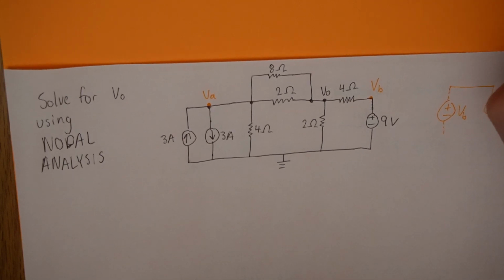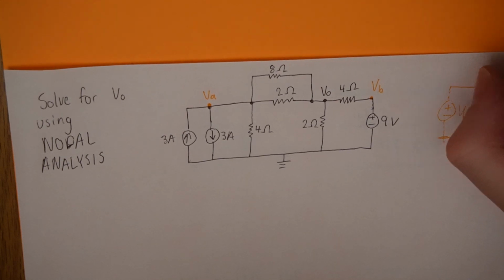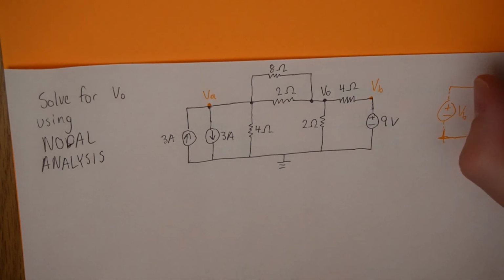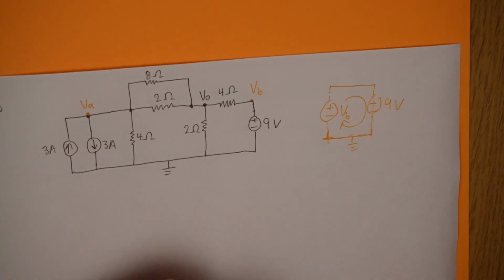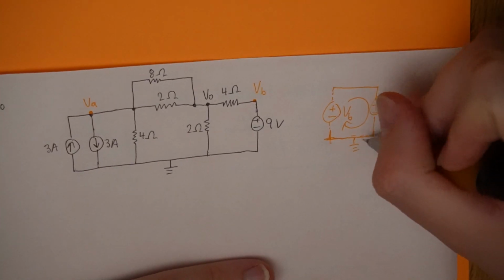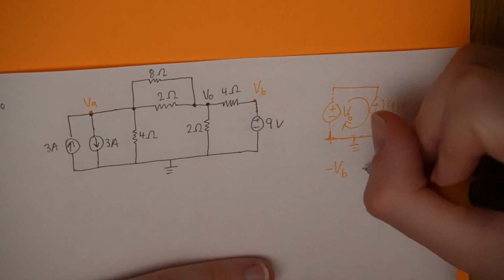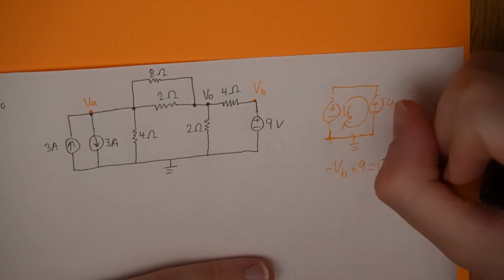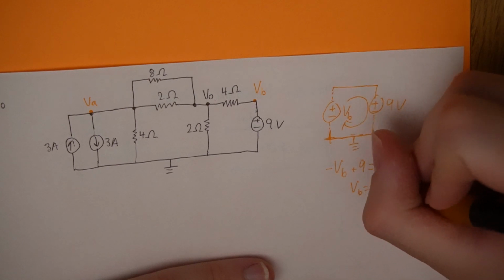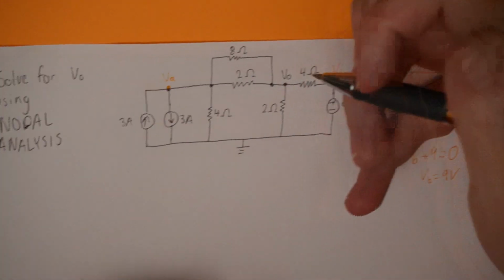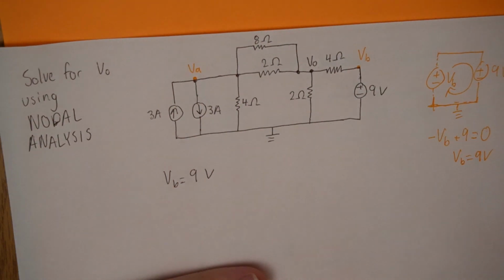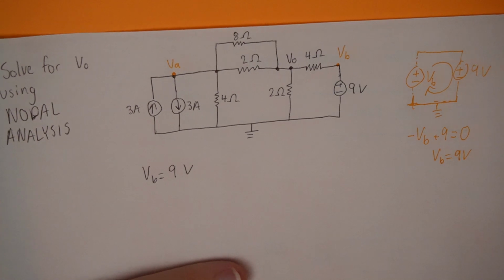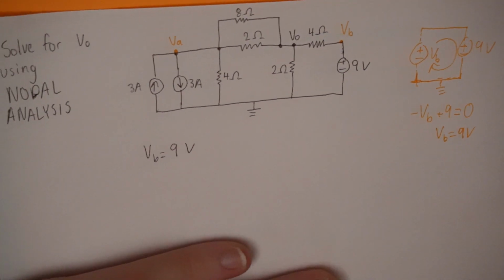Well, what we have is essentially, I'll call that VB, and I have 9 volts, and it's connected through the bottom, ground. If I write KVL around the loop here, starting at the bottom corner, I'll have negative VB plus 9 equals 0. VB equals 9 volts. So actually, I can just write VB equals 9 volts. Makes life quite simple. I don't actually need an equation for that. I just showed you how you can solve for it on this side.